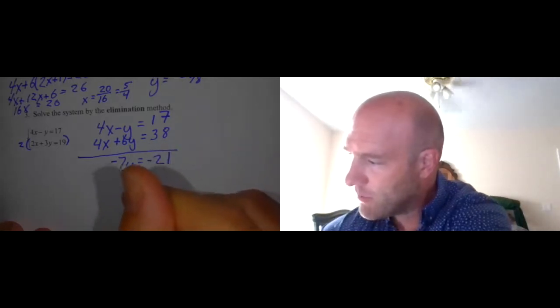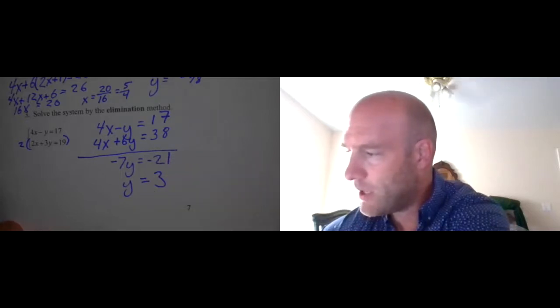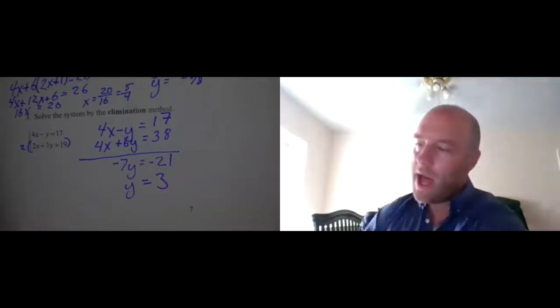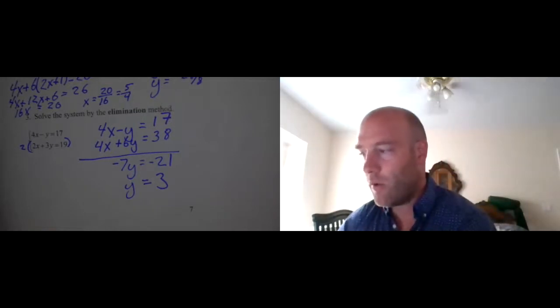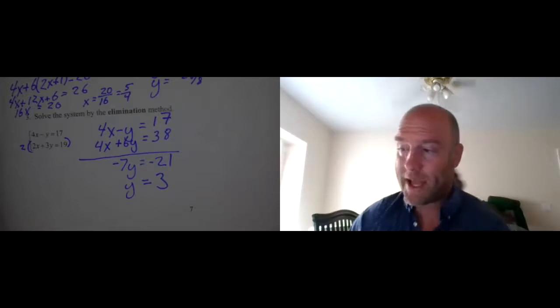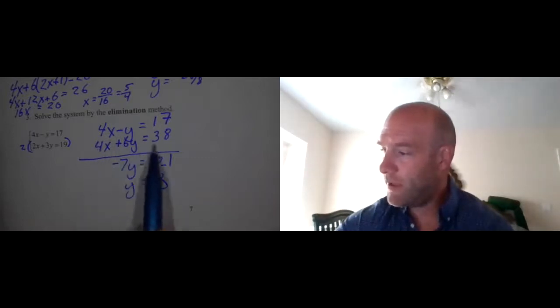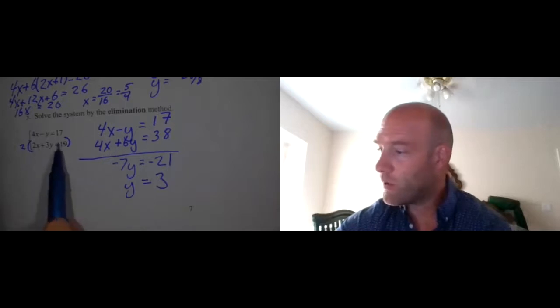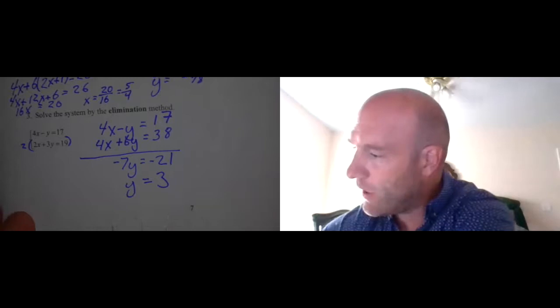And that is looking pretty promising. When I divide by -7, I get that y equals 3. As I mentioned, even if you are using elimination, chances are you are going to substitute back into any equation. I could do the one where I multiplied the bottom equation by 2. I could do the original one. I could do this original one to figure out what it is.